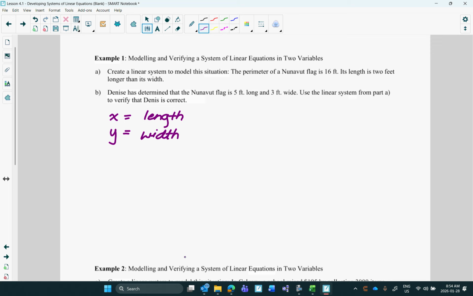Okay, so I've got to make equations. This tells me the first equation. How do you find the perimeter? Well, obviously the flag is a rectangle, right? Not all flags are rectangles, but we'll assume this one is. How do you find the perimeter of a rectangle?